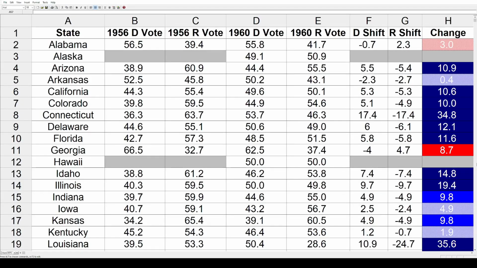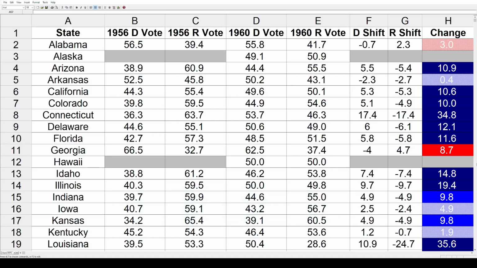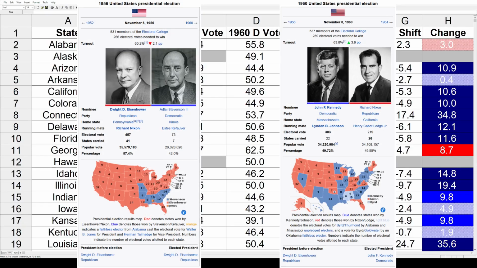Hey everyone, today we're going to take a look at another presidential political shift. This time we've got two consecutive elections. It's going to be 1956 and 1960. I've got plenty of other political shift videos I've done. There's a playlist. You can take a look at those if you'd like. And if you want to just skip ahead to the map, there will be a chapter down below in the description. Let's quickly put up the background about these two elections.